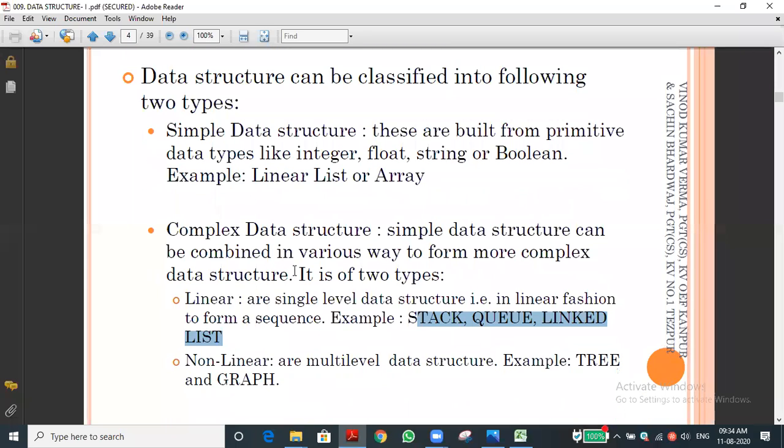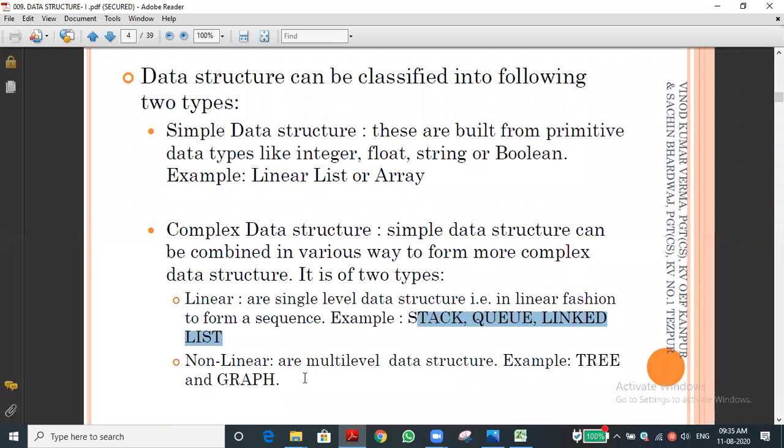Could you understand my word? Yes, sir. Data structure is typically classified into two things: simple data structure and complex data structure. Complex data structure is again subclassified into two types: linear and non-linear. Linear data structure examples are stack, queue, linked list. Non-linear examples are tree and graph. What is stack, sir? What is queue, sir? What is the linked list?